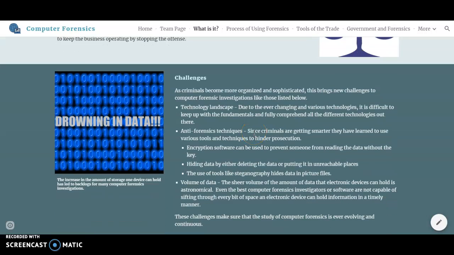Now, the challenges with computer forensics, I mentioned three main ones. The technology landscape is changing like crazy. Every day something new is coming out. So with new technologies come new ways of committing crime, and then we have to figure out how to prosecute, how to handle the equipment, how to learn about the technology.